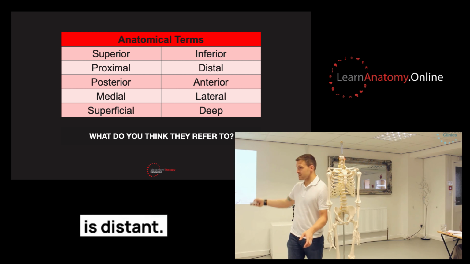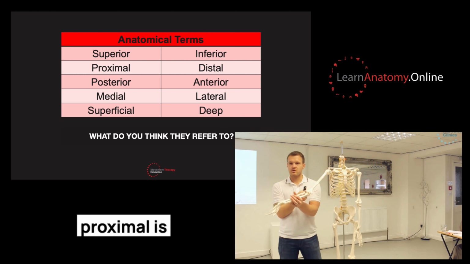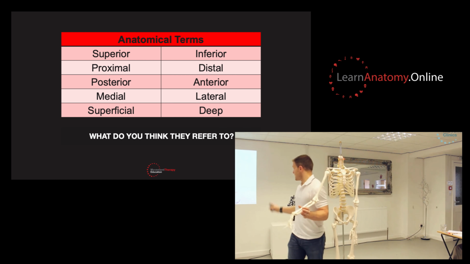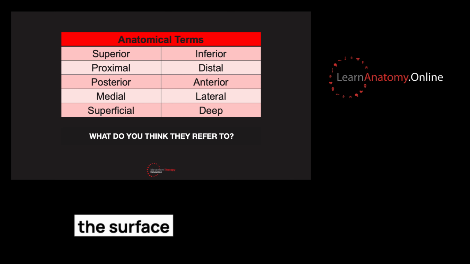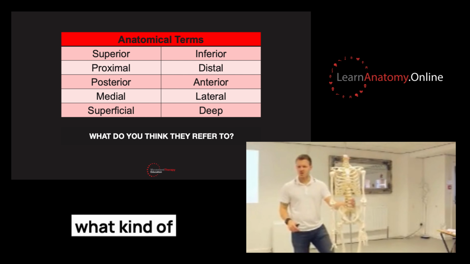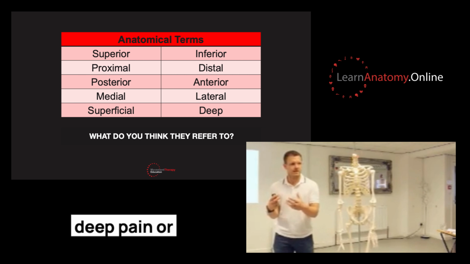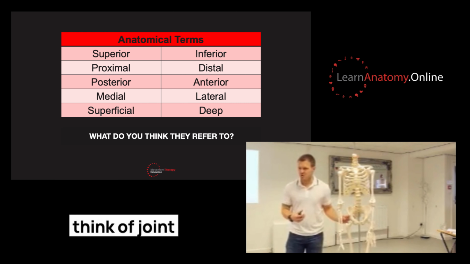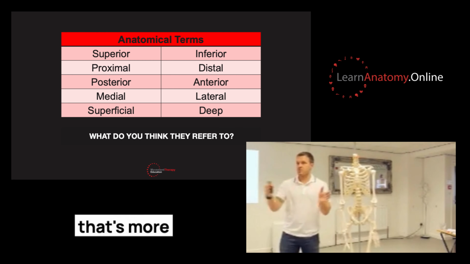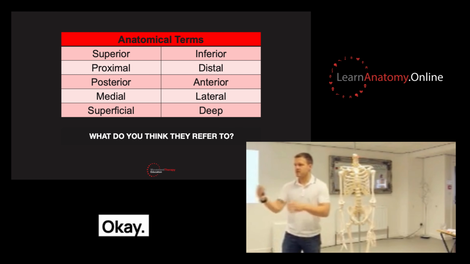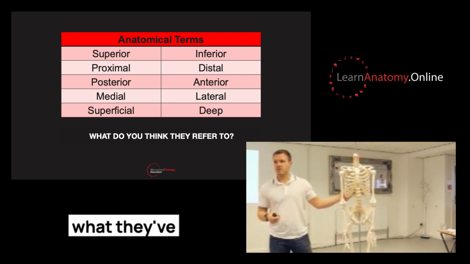So distal is distance, the ends of the limbs or the bones, and proximal is the opposite, so that's the bit that's closest to the midline of the body. Okay, and then superficial was towards the surface, and deep is deep within. Okay? That gives you clues as well, especially when you're talking about pain in areas, about what kind of structures might be damaged. So if something's deep and you've got a deep pain or a deep ache, then those kind of things you might think are joint or ligament problems, whereas something that's more superficial might be something to do with the surface, the skin or the muscles, that kind of thing. Okay, so again, it might help you with diagnosis of what they've got as well.